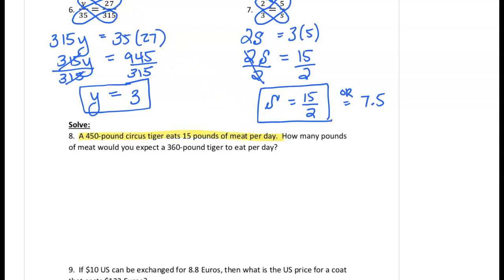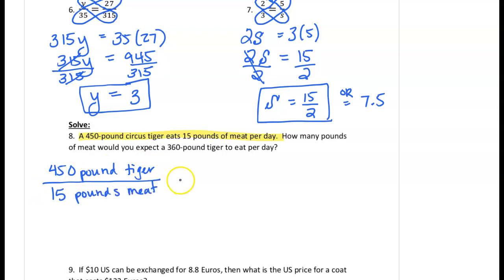So the first one in yellow says that a 450-pound tiger, and let me use those labels, 450-pound tiger, eats 15 pounds of meat per day. So in the denominator, what I'm comparing the 450-pound tiger to is the amount it eats, and that's 15 pounds of meat. On the right-hand side of my equal sign, I'm going to use the same idea and make sure that I list the values given in the correct position. And the position is my tiger weight, and in the denominator is the amount that's eaten.